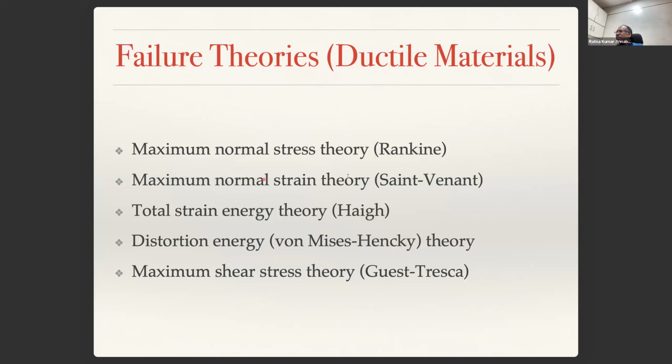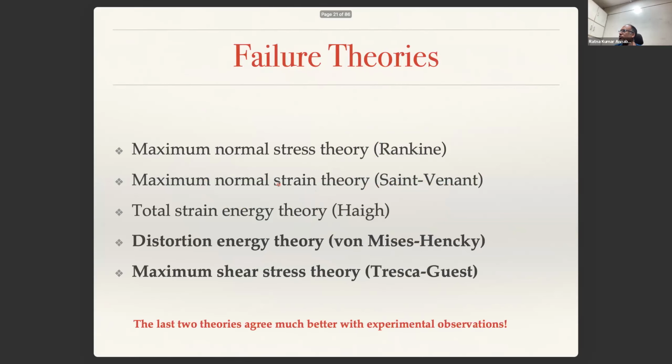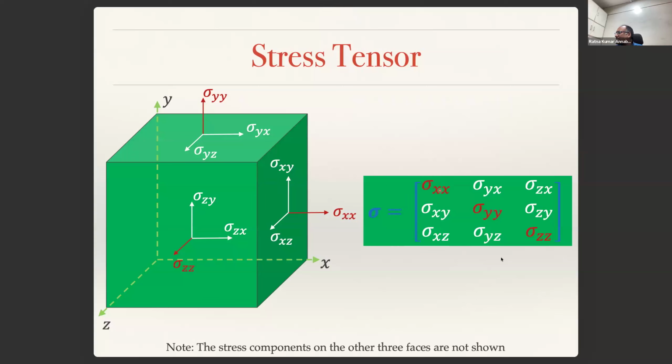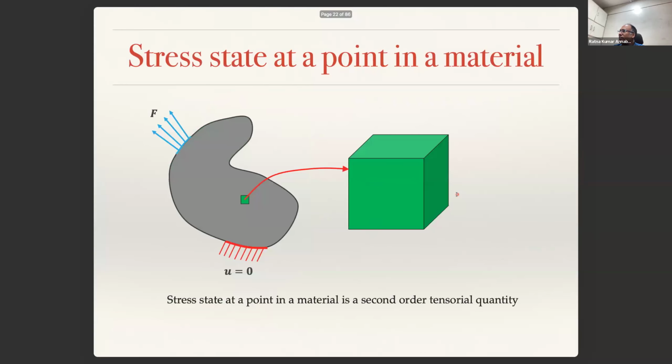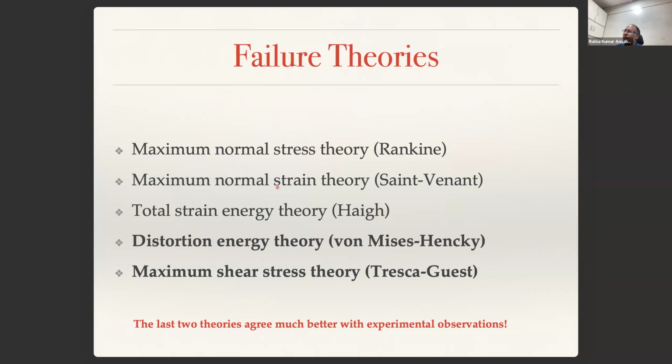And the maximum normal strain theory, which is also called Saint-Venant theory, says that corresponding to this stress state, you can also write the strain tensor, epsilon xx, epsilon yy, epsilon zz, epsilon yx, epsilon zx, and so on. Now you look at the maximum absolute value of normal strain, and if that maximum normal strain becomes equal to the strain at yielding for a uniaxial tension test.